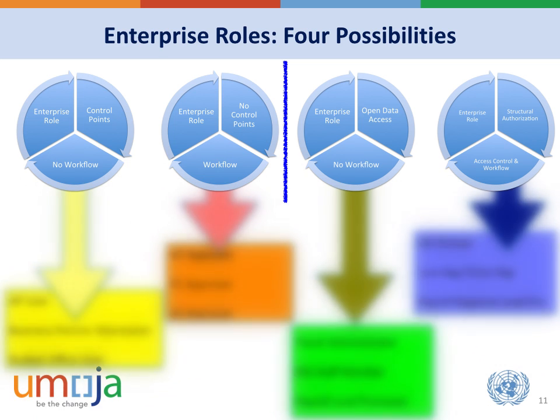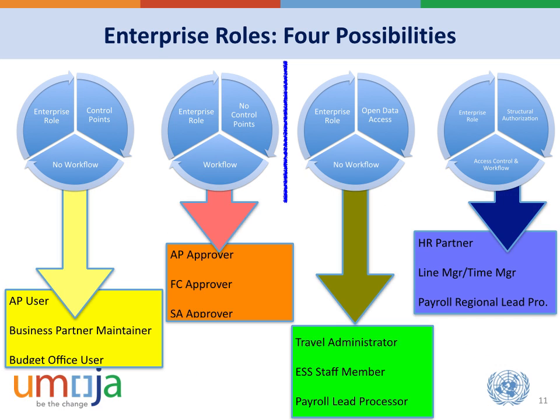Let's see the examples. An AP user is an example of the first possibility, who is the creator of an AP transaction within the business area assigned. He or she is not the recipient of any workflow. However, an AP approver, which belongs to the second possibility, is a recipient of the data created by the AP user for approval. And this AP approver role's restrictions are implemented using the workflow process, not within the role.